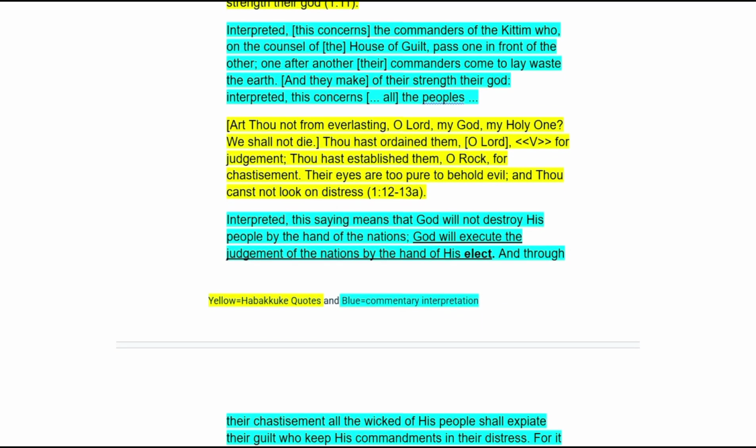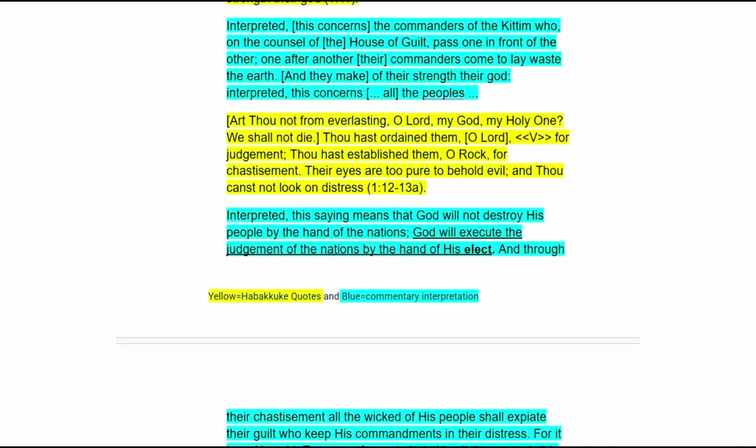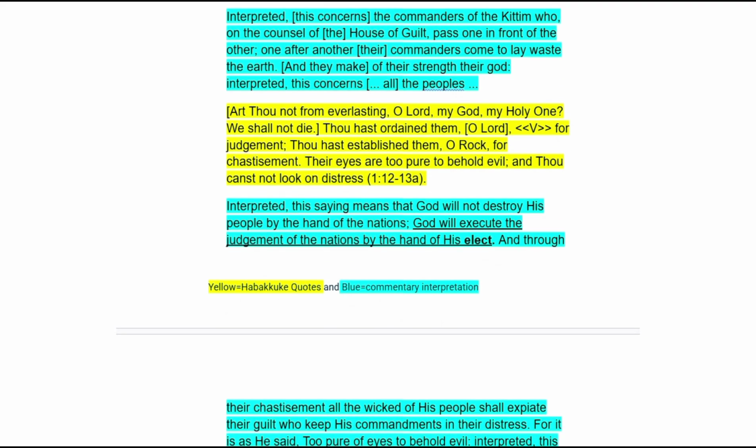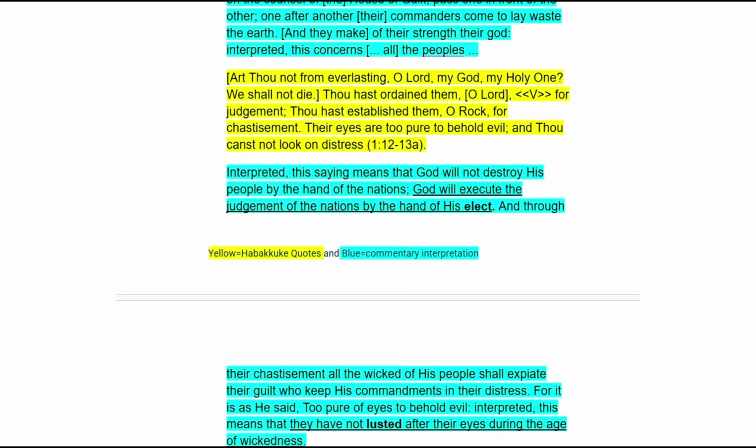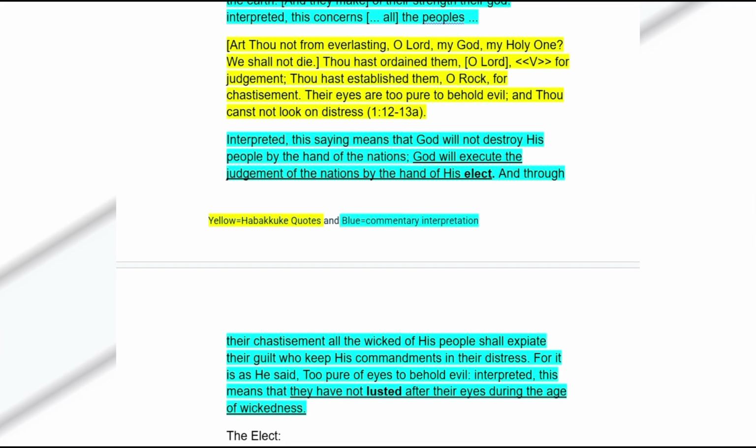Art thou not from everlasting, O Lord my God, my Holy One? We shall not die. Thou hast ordained them, O Lord. For judgment thou hast established them, O Rock. For chastisement their eyes are too pure to behold evil, and thou canst not look on distress. Interpreted, this saying means that God will not destroy his people by the hand of the nations. God will execute the judgment of the nations by the hand of his elect. And through their chastisement, all the wicked of his people shall expiate their guilt, who keep his commandments, and in their distress, for it is as he said, too pure eyes to behold evil. Interpreted, this means that they have not lusted after their eyes during the age of wickedness.